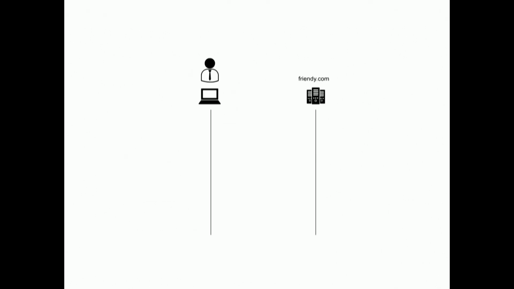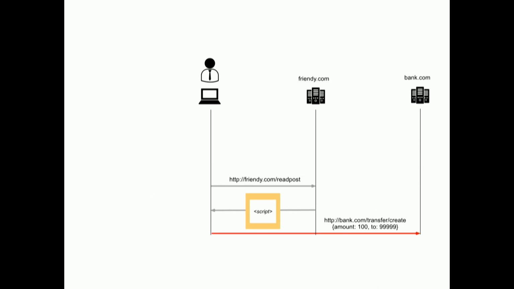Okay, finally, now we're getting to the one that you probably will have a little bit more difficulty in understanding, which works like this. Suppose that I go to my favorite social media app, friendy.com, okay, and I read a post, and it comes back with a script. And that script says, transfer all my money to Arvin's account. Okay? Now, why might that command work?